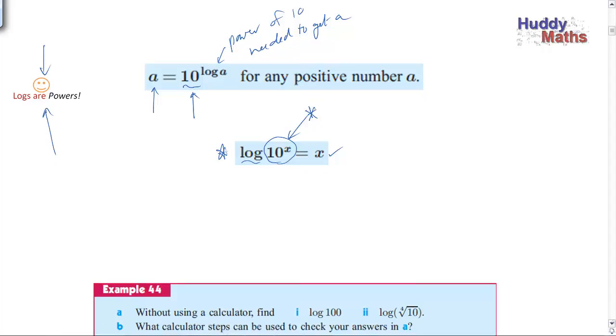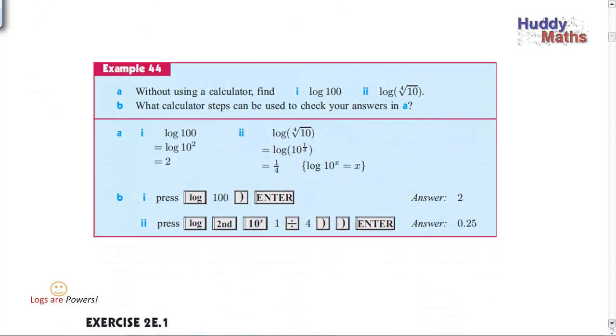So come on down, let's start doing some stuff. Without using a calculator, find the log of 100 or the log of the fourth root of 10. Log of 100, we'll try to write 100 as a power of 10. And the answer is 2. Okay, log of the fourth root of 10. Write the fourth root of 10 as a power of 10, 10 to the 1/4. The log is just the power.